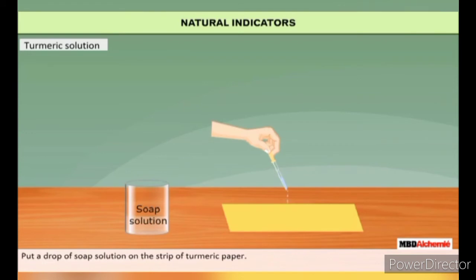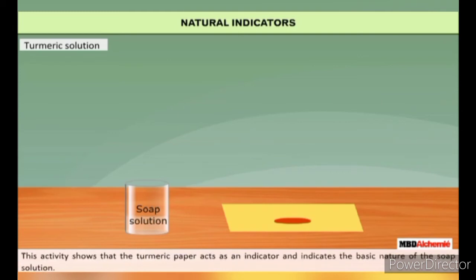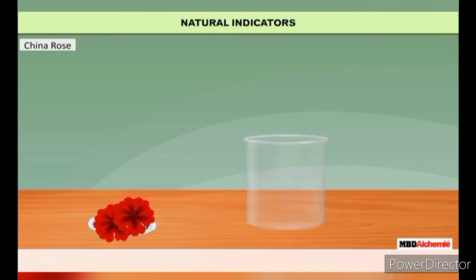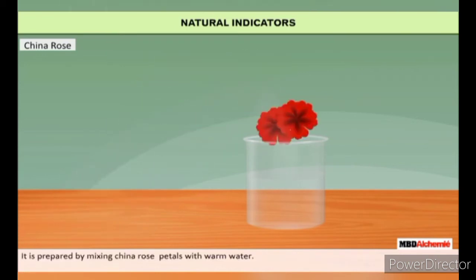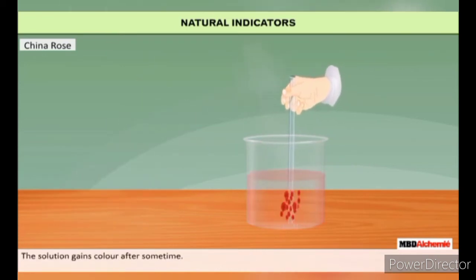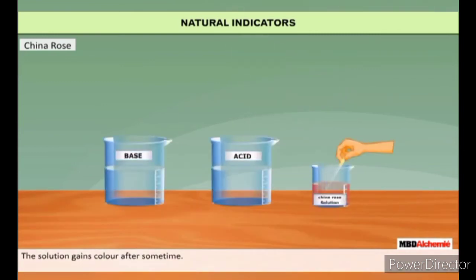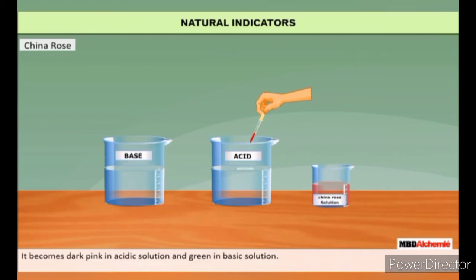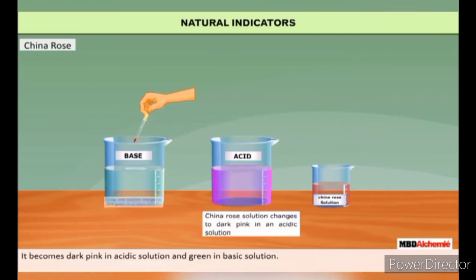Put a drop of soap solution on the strip of turmeric paper. You will observe that the turmeric paper turns reddish brown in color. This activity shows that the turmeric paper acts as an indicator and indicates the basic nature of soap solution. China rose. It is prepared by mixing China rose petals with warm water. The solution becomes colored after some time. It gives dark pink in acidic solution and green in basic solution.